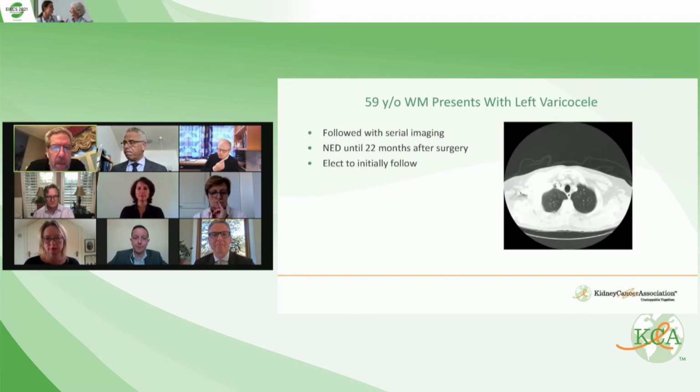So the patient is followed with serial imaging. We do not offer adjuvant therapy. And the patient remains NED until 22 months after surgery. And again, I can barely see it myself, but you can see that there's a tiny little nodule in the left upper lobe of the left lung. And this was elected to follow initially because it was thought to be indeterminate.